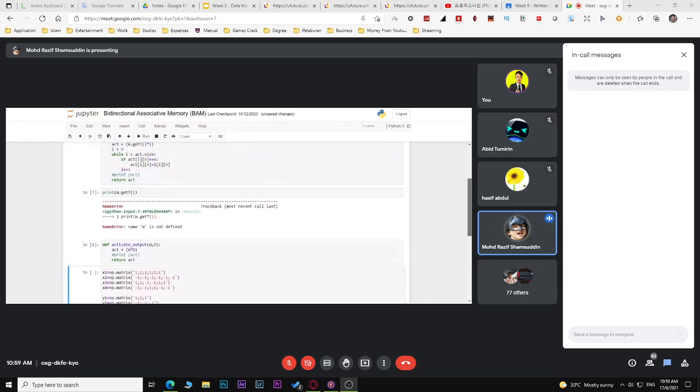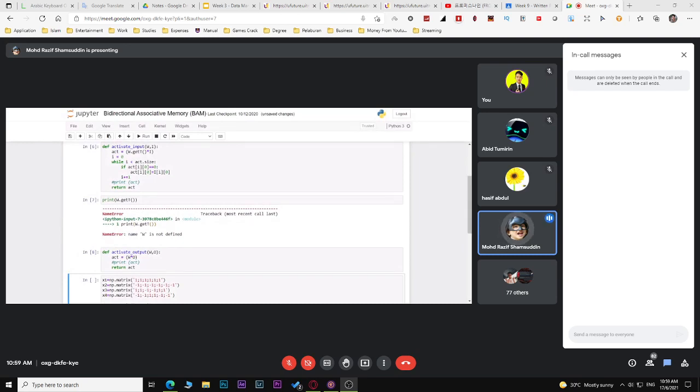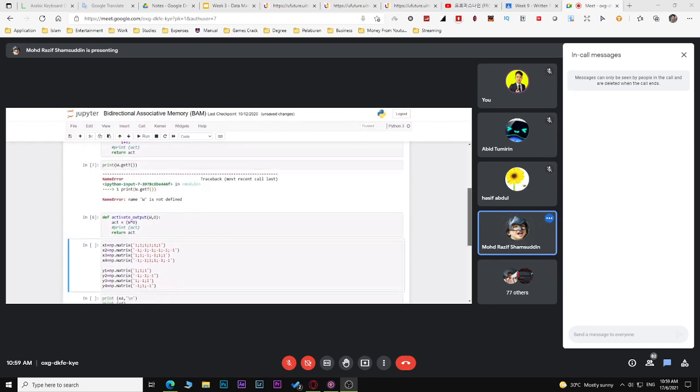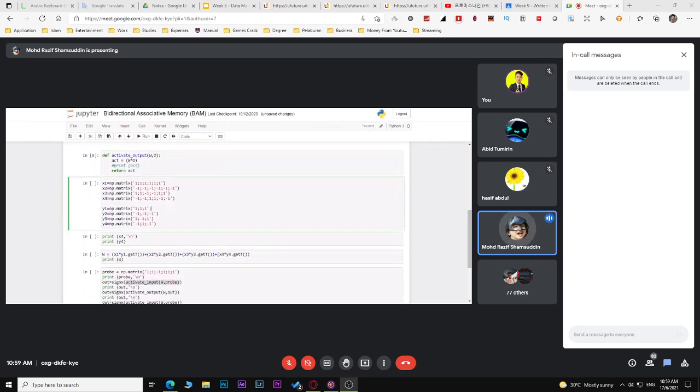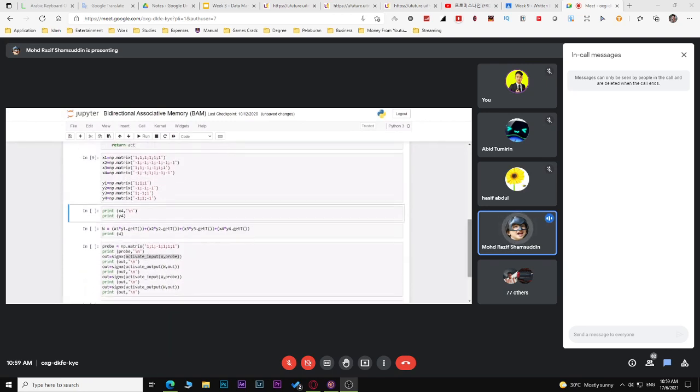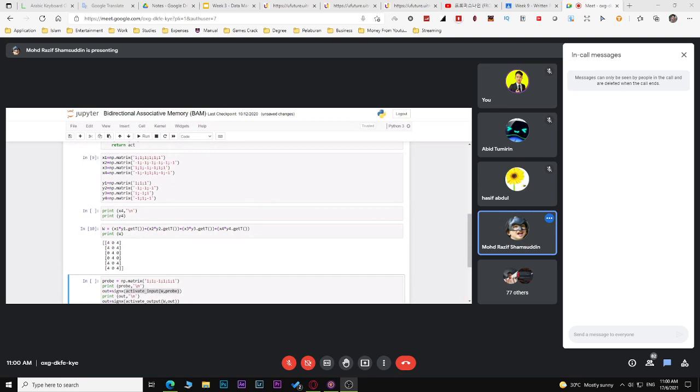Yang atas ni activate input. Okay, so input dengan output berbeza. Input adalah weight transpose. Tapi kalau output dia tak payah, dia darab je. Okay. So ini adalah macam dalam buku tu. Dia punya pair dia, X1 dengan Y1. Lepas tu ini adalah pengiraan weight dia. Weight equation: summation of input times output transpose. So dapatlah weight ni. Macam dalam buku kan.